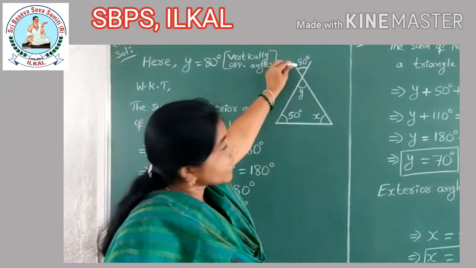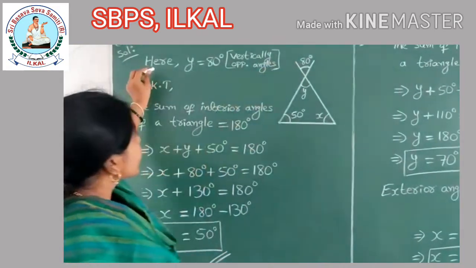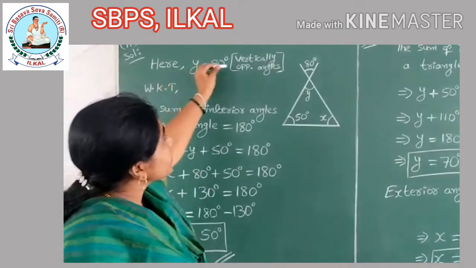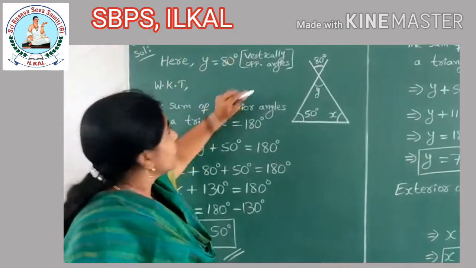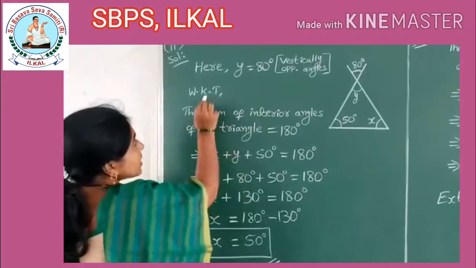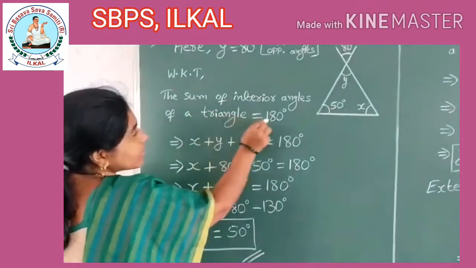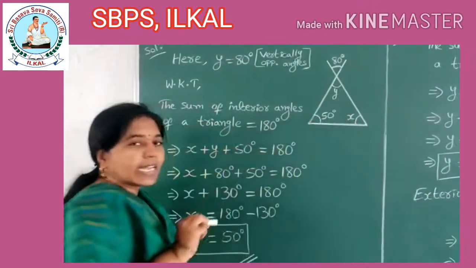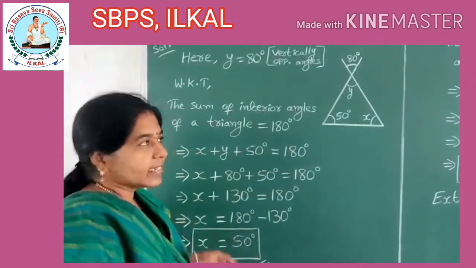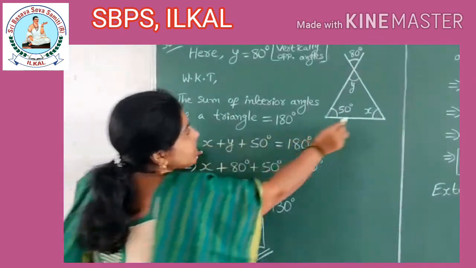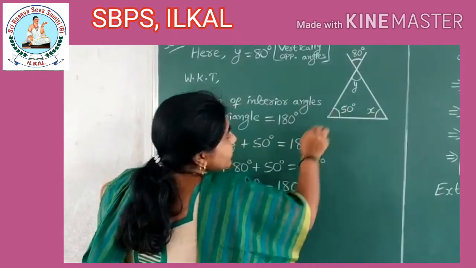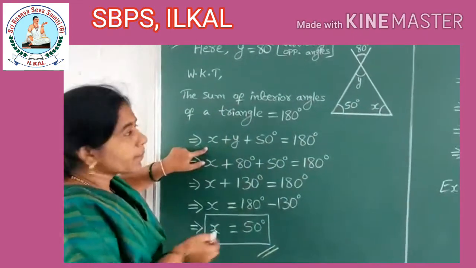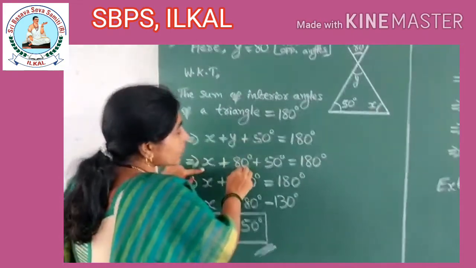Then y is equal to 80 degree we can consider. First I considered here y is equal to 80 degree because of vertically opposite angles. And one more thing, we know that the sum of interior angles of a triangle is equal to 180 degree. Sum of all the three interior angles of a triangle will be equal to 180 degree. Substitute here, children. First we write x plus y plus 50 degree is equal to 180 degree, and then we write the y value here.